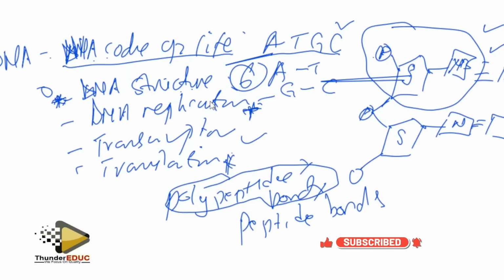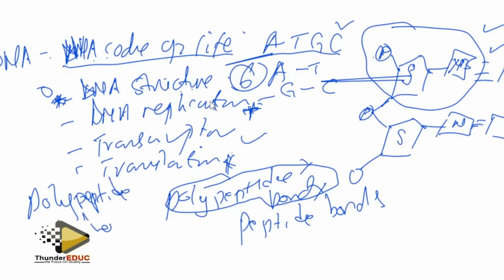And then I'm going to show you another mistake students make. They call a polypeptide chain a protein. It is only a polypeptide chain if it is less than 50 amino acids. 50 and above amino acids, we call them protein. It's only a protein when it's 50 amino acids and above. I hope you are getting it right.